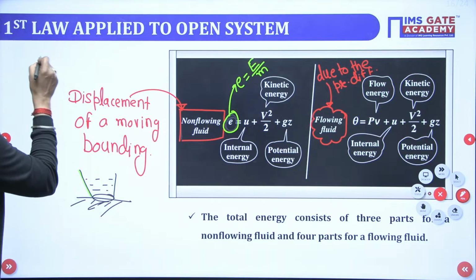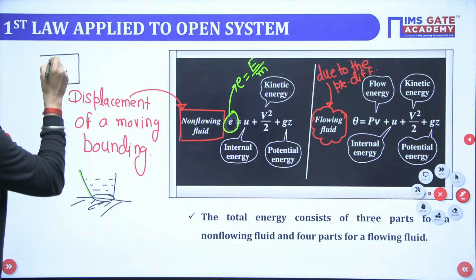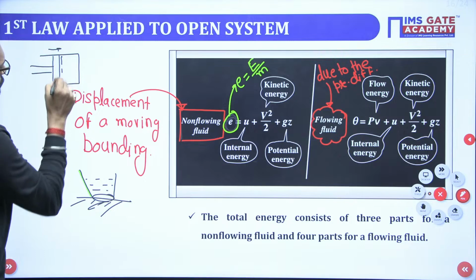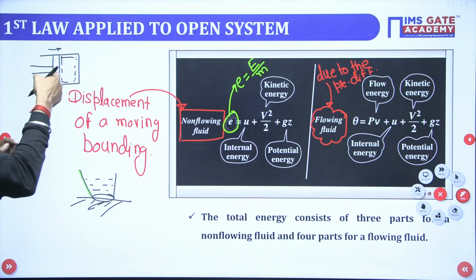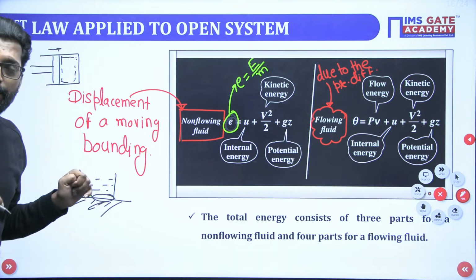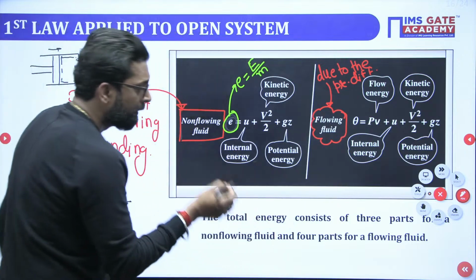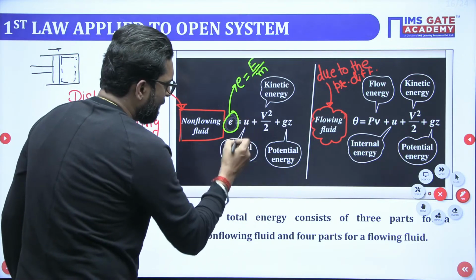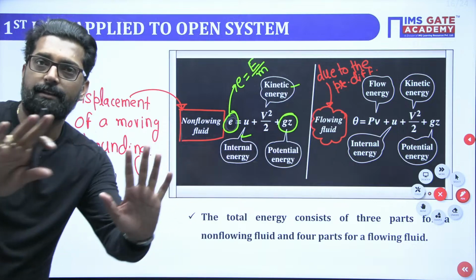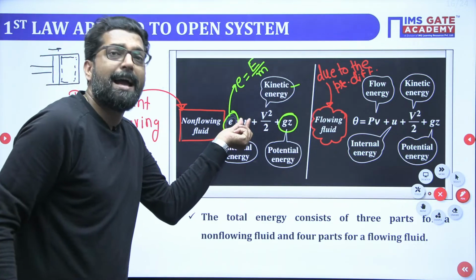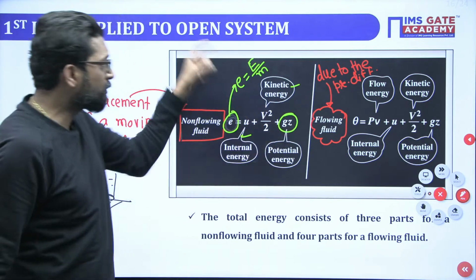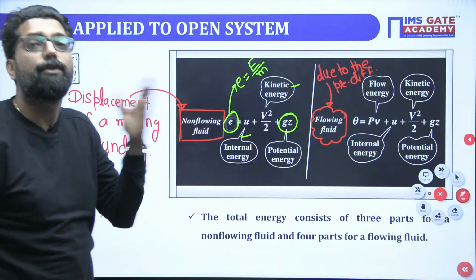Or there is a cylinder and a piston, and the piston will move. This is also a non-flowing fluid, with only displacement of a boundary. So in both cases, what is the energy of the system? The energy of the system has three parts. First is the internal energy, second is the kinetic energy, and third is the potential energy. The internal energy U is the microscopic form, and the kinetic and potential energy are the macroscopic form. That is called the total energy per unit mass of a non-flowing fluid.